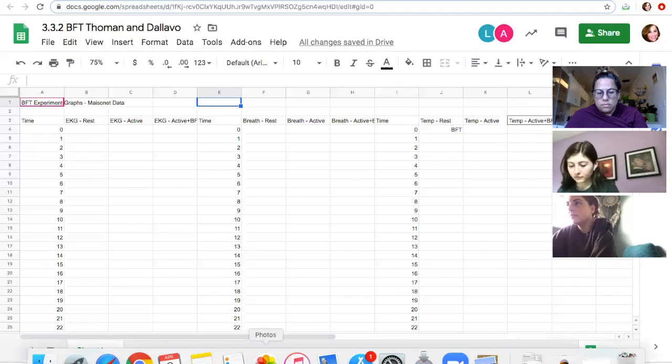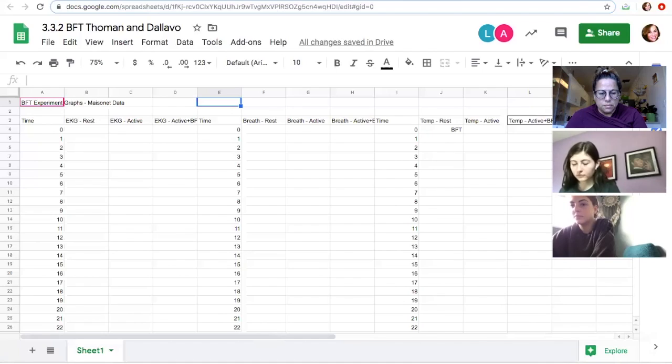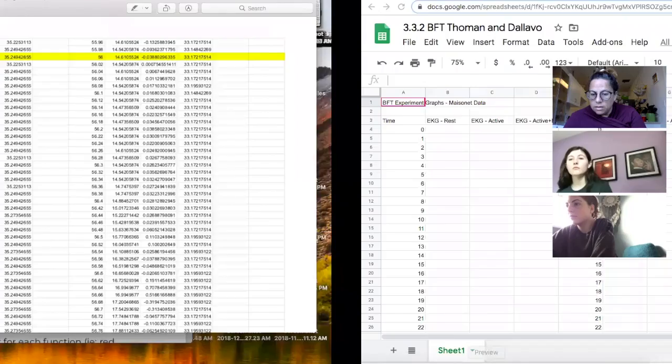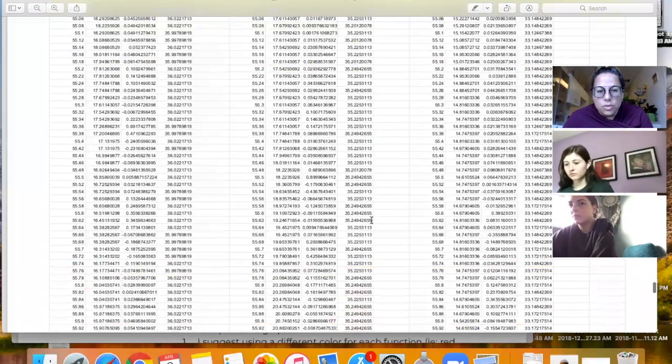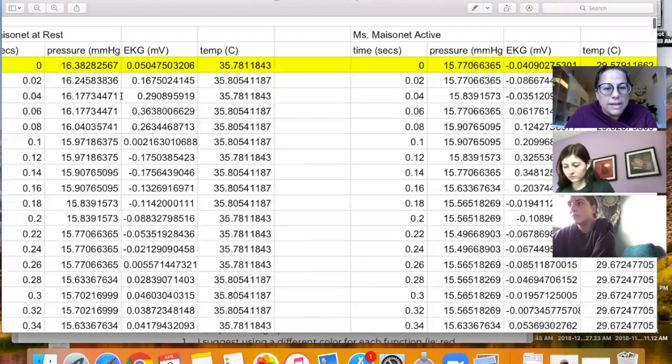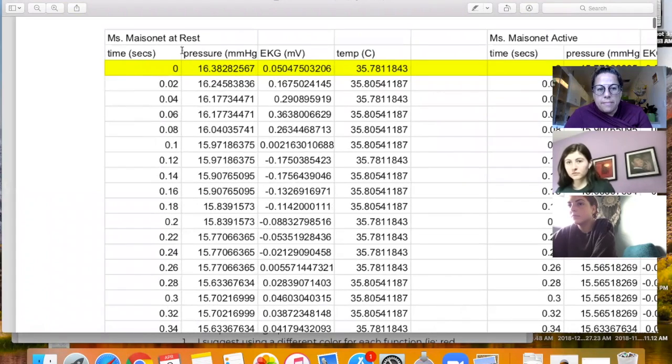Number 2, when you look at how mine's set up, it's set up for at rest. All of them are here.